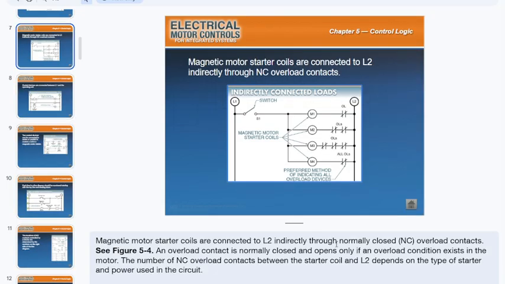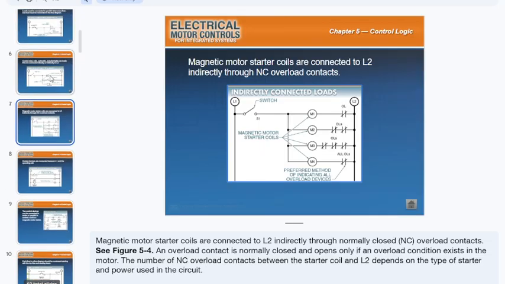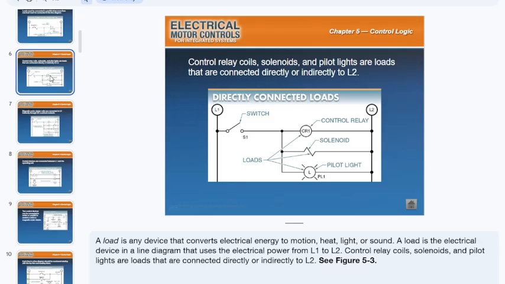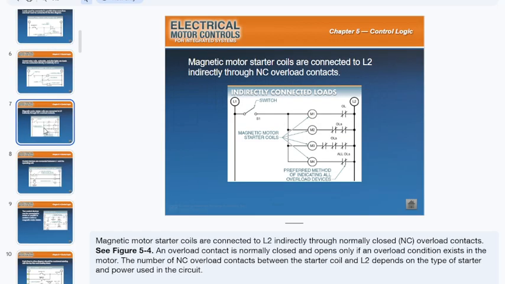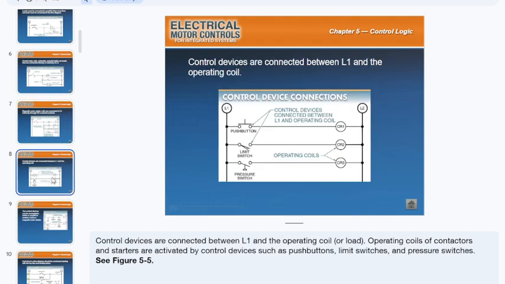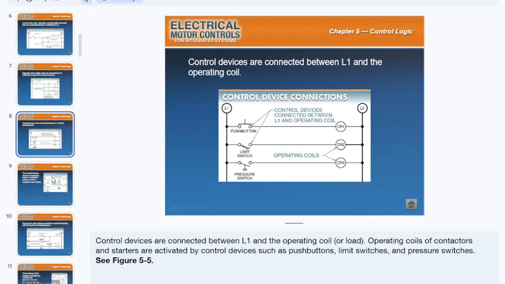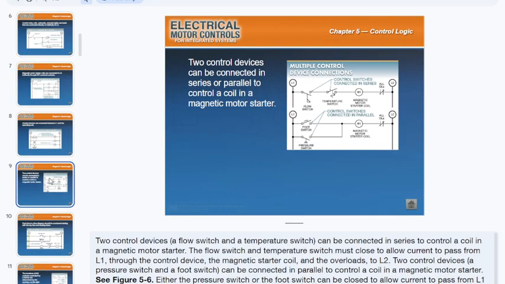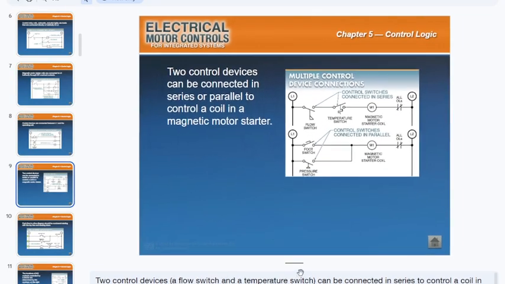All right, pausing for questions, follow-ups, etc. All right, so we got that L2 directly when it's a relay, solenoid, and pilot light, and indirectly only ever with the motor starter. Only ever with the motor starter. There's a couple here that I skip over because they're not necessary. Oh, no, this one is, so we'll pause here.